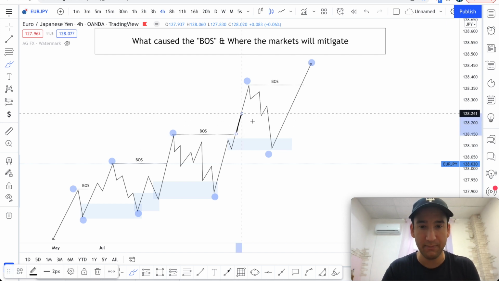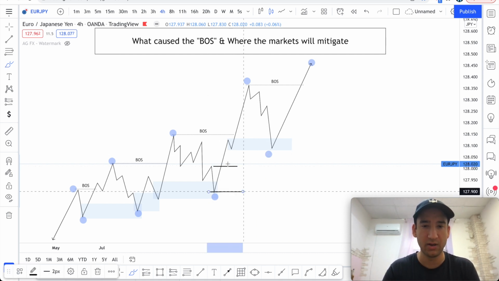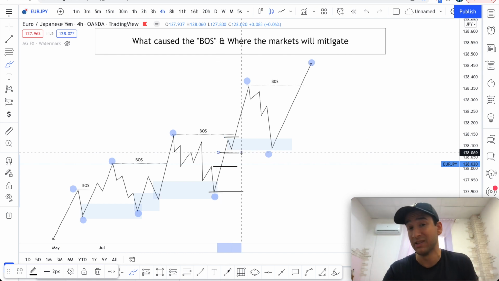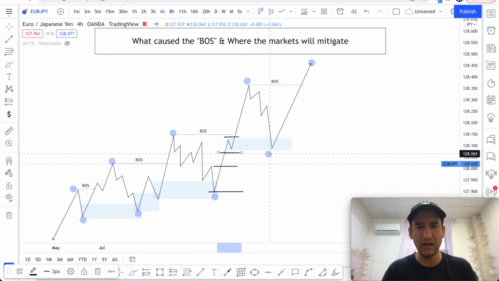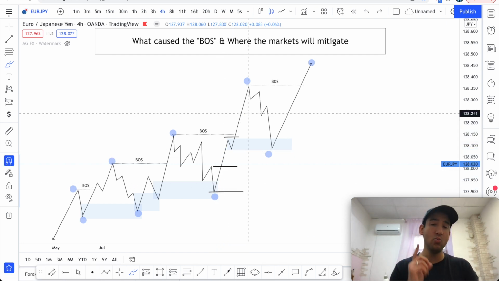Once that break of structure happened, we thought to ourselves, okay, well, it could be this area here, or maybe it could be this area here, right? Only because we see an area where price reversed a little bit and then extended, and then price reversed and extended.